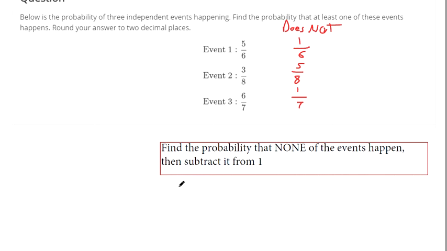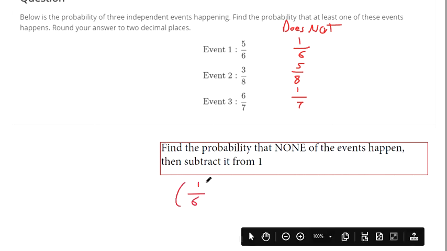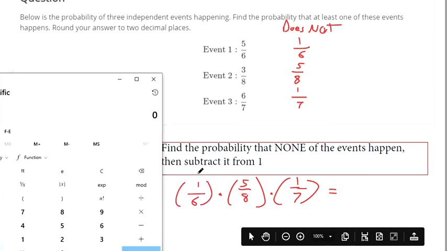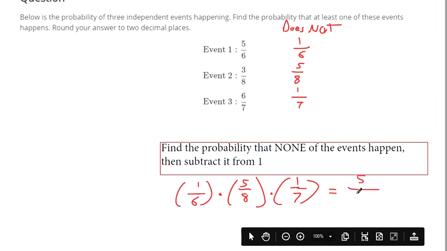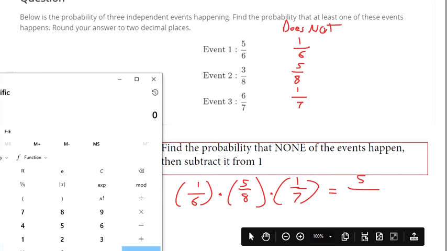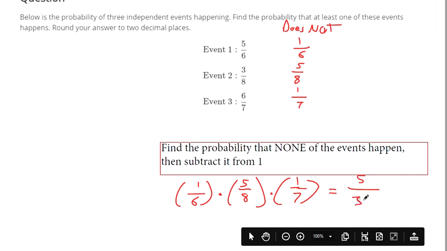So the probability that none of them happen: this is event 1 not happening, you multiply it by the probability that event 2 doesn't happen, and then multiply it by the probability that event 3 doesn't happen. So if you do that, you can multiply straight across the numerator, straight across the top of the fraction, 1 times 5 times 1, and straight across the bottom, 6 times 8 times 7. That makes 5 over 336. That's the probability that none of the events happen.